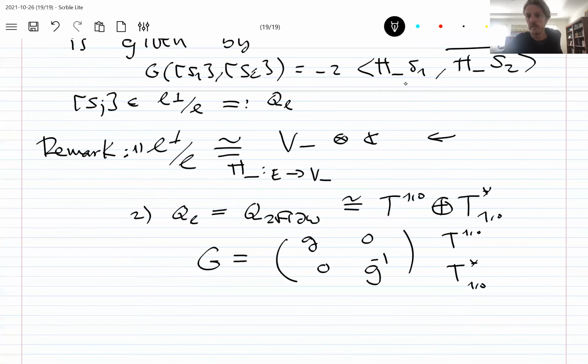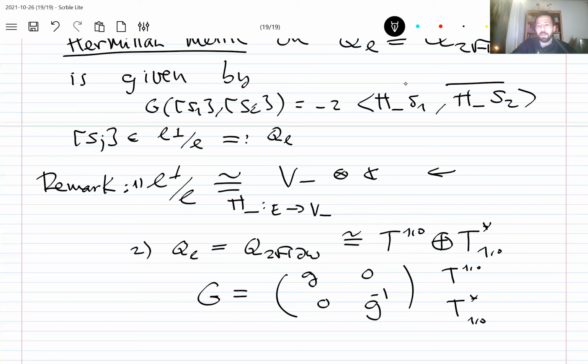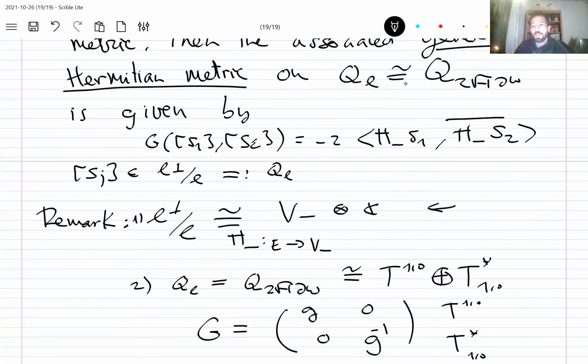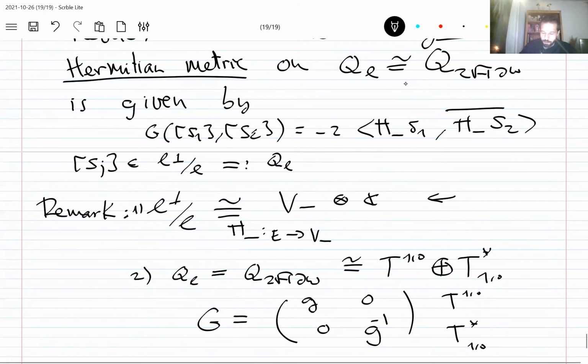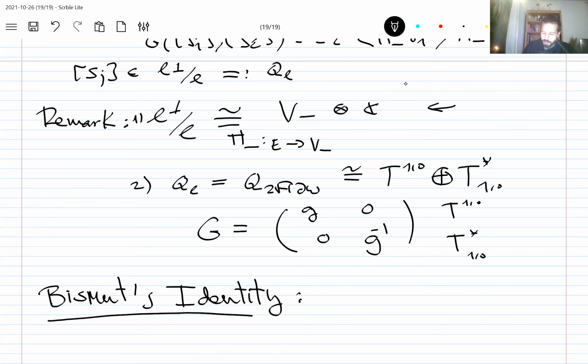Thank you. Okay. So we have this natural class of Hermitian metrics, and now we can ask ourselves whether we can compute the Chern connection for this. And this is my next subsection, which I call Bismut's identity. This is just about what is the Chern connection for G.